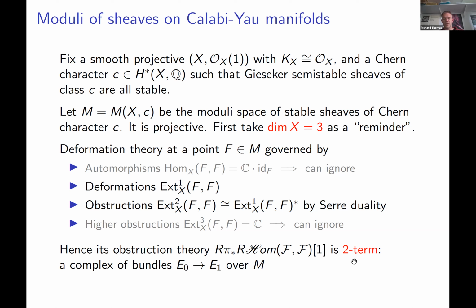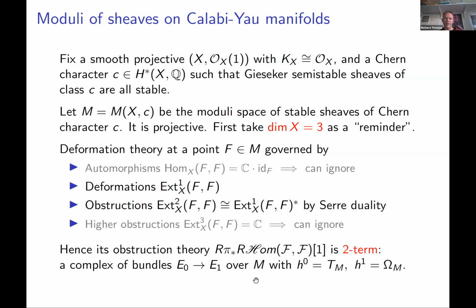Okay, and this is two-term. So this says that it can be written as a genuine complex of bundles such that when you restrict those bundles to F, the kernel or the zeroth cohomology is Ext^1 and the cokernel is Ext^2. Okay, that's what I say there. So the H0, the kernel of this complex of bundles over moduli space, is the tangent sheaf to the moduli space, and the cokernel is its dual. That's this duality here.